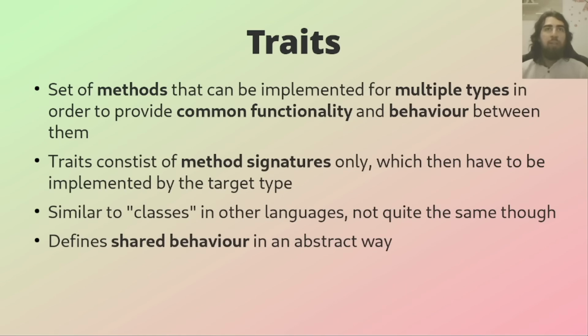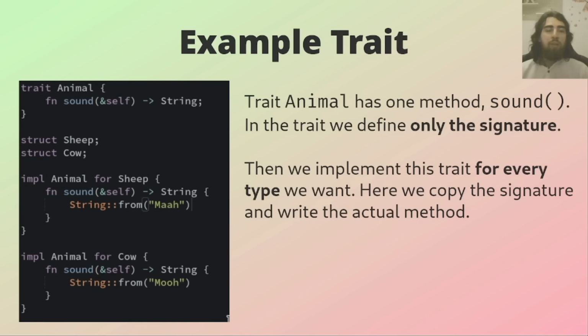So let's see how that might look like. As you can see over here, we have 2 custom types, Sheep and Cow. Now we want to indicate that these are somewhat related. So over here we have created a trait Animal, which defines one method. Then over here we are implementing the Animal trait for Sheep and for Cow.